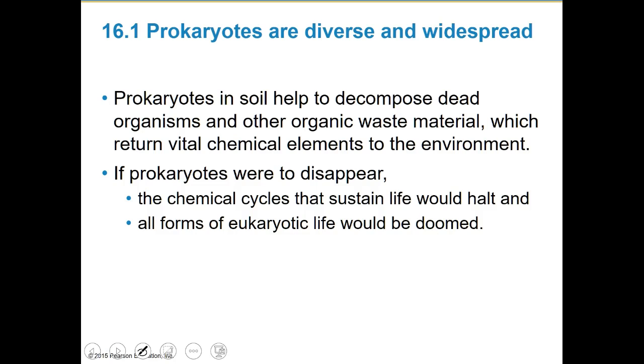That'd be cute. Okay, so prokaryotes in the soil help to decompose dead organisms. So they're used for decomposition. And that's how we're able to get rid of things and help recycle organic waste materials, which are vital chemical elements for our environment.